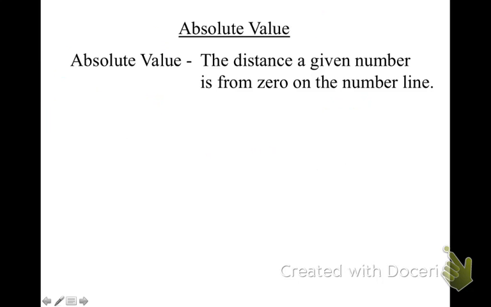Absolute value is the distance a given number is from 0 on the number line. Now, since we're dealing with distance, we're always going to have a positive number because you can't have negative miles. It's always going to be a positive number because we're dealing with distance.